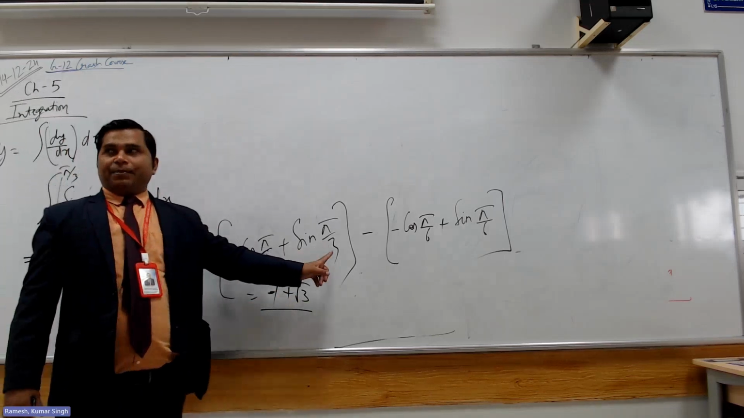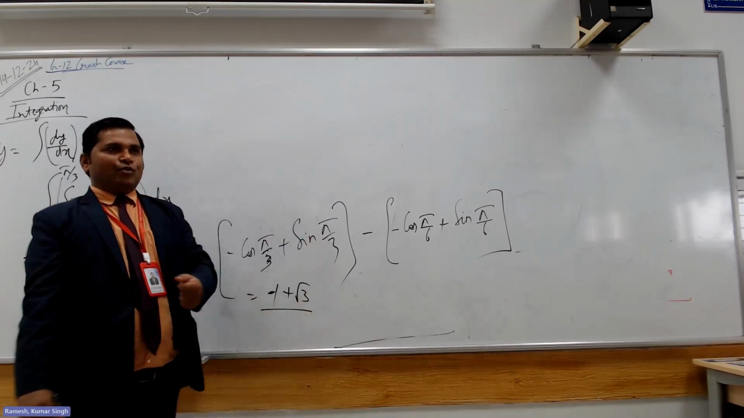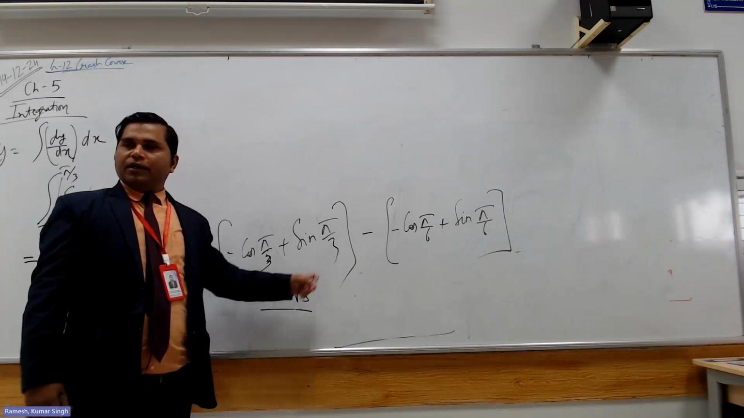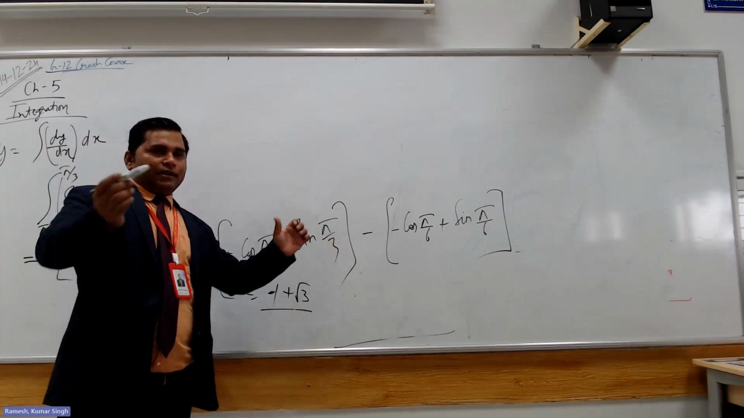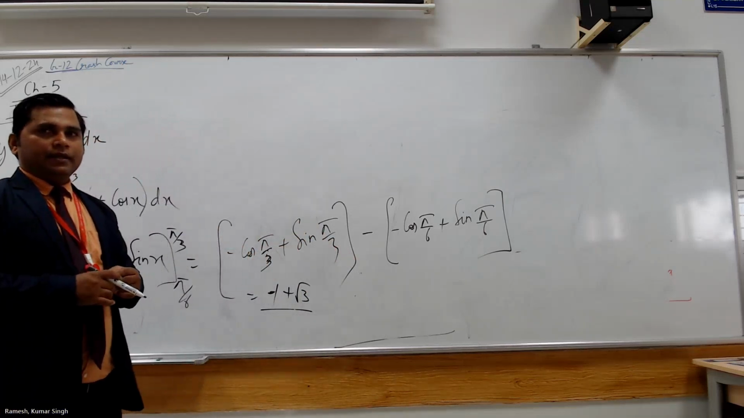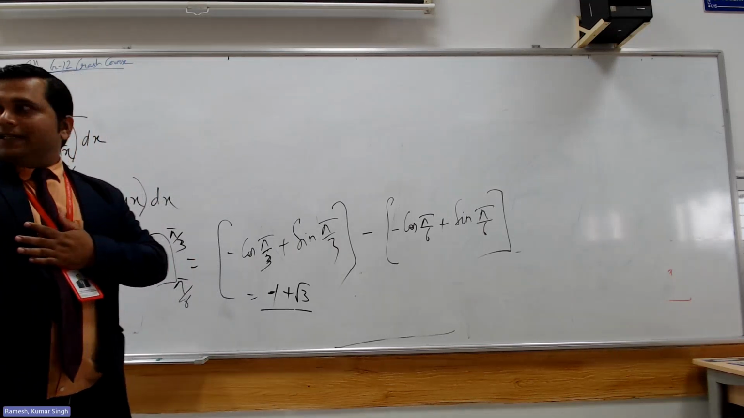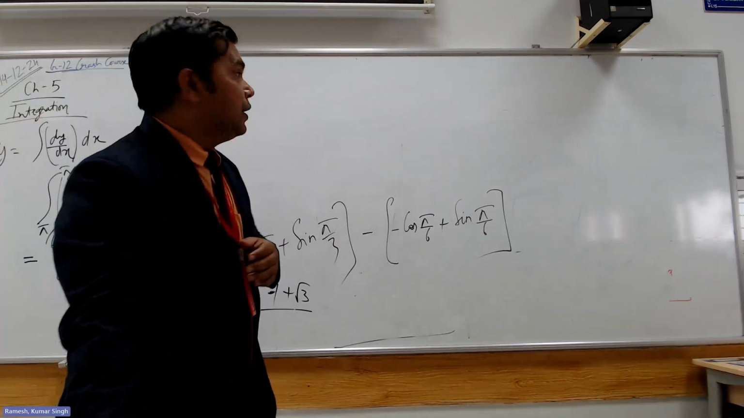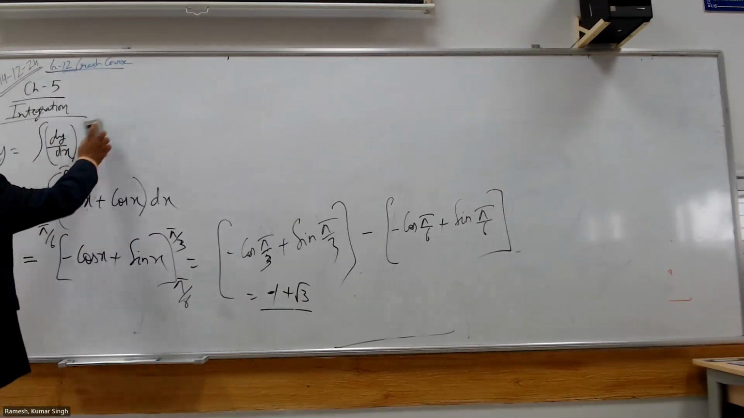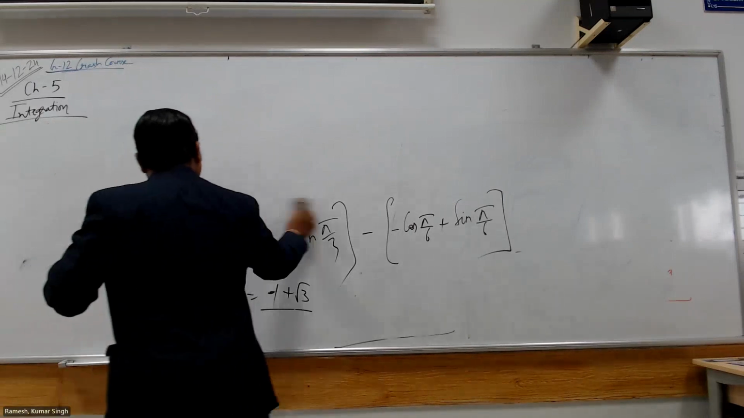You must show this step in the exam, substituting the limit. Sometimes students directly write down the answer from here, and you will lose 1 mark. You must write the step where you're putting the limits. All right, so this was easy. You all got it? Okay. So the other one.